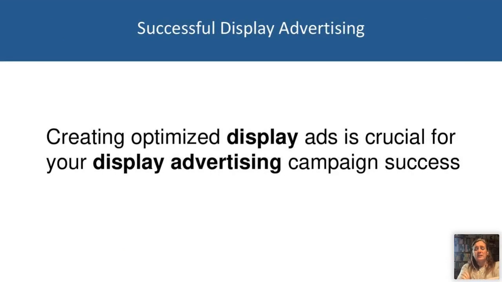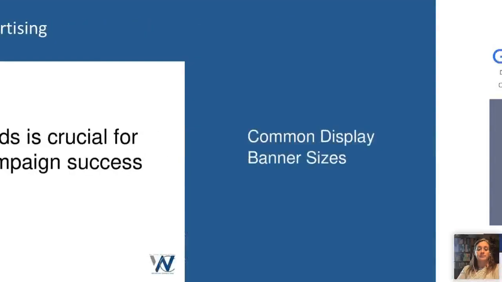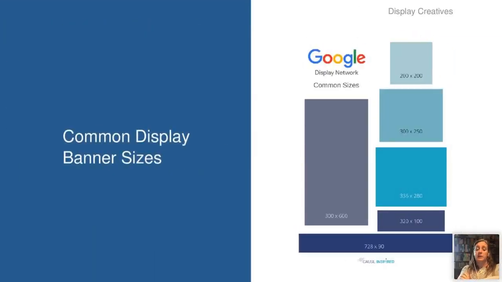So what is the success of display advertising? One of the most important things is optimizing your ads for your display advertising. And that includes the creatives behind it because of the visual elements. So here are a couple common display banner sizes: the 200 by 200, the 300 by 250, 335 by 280, 320 by 100, the leaderboard 728 by 90, and the 300 by 600. If you're working with a designer that is used to doing display advertising, this should be known to them, but there are some common sizes. There are actually a lot more sizes.